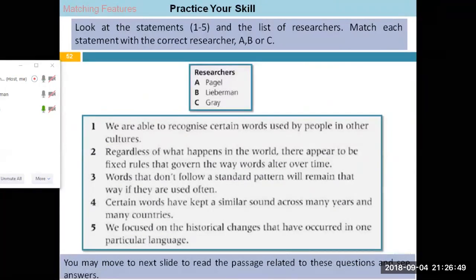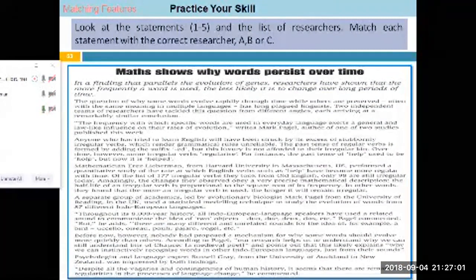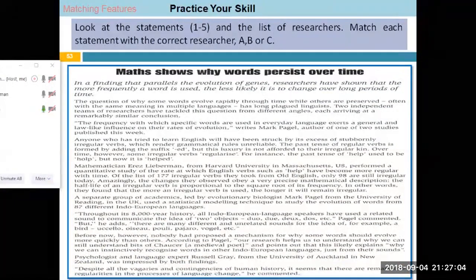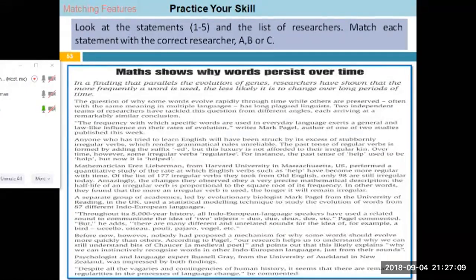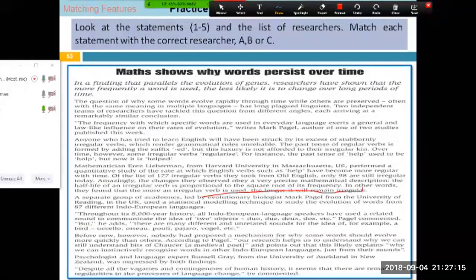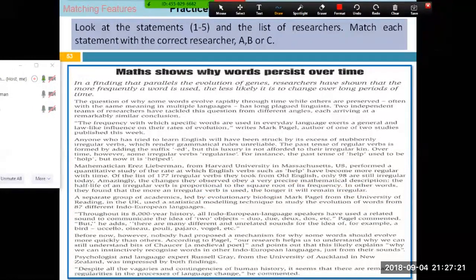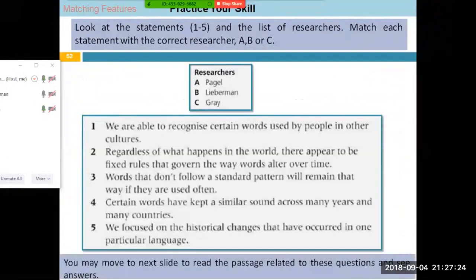Which sentence of Lieberman are you referring to? Can you tell me in the passage, please? Third paragraph. Okay. One, two, three, fourth paragraph. They mentioned, in other words, they found that the more an irregular verb is used, the longer it will remain irregular. So where is it written, no matter what happens in the world? Like if you see in the given option, there's a sentence, and that sentence says, regardless of what happens in the world.